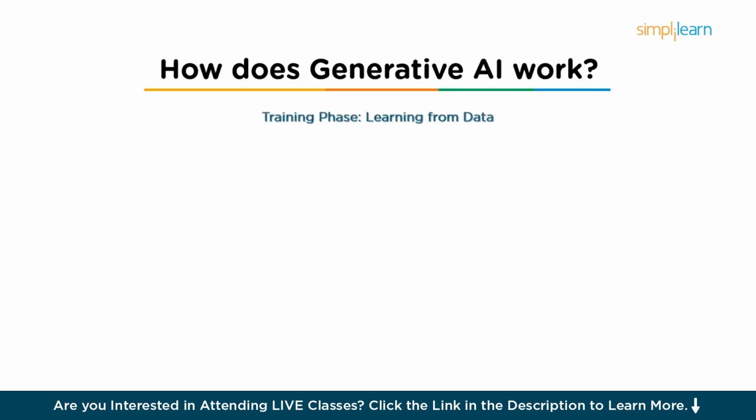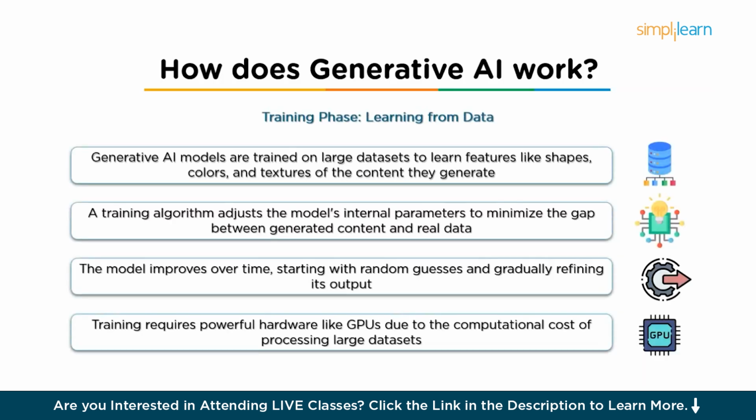The first step is, of course, the training phase, which is learning from data. So generative AI models are trained on large data sets that contain examples of the type of content the model is expected to generate. So for instance, if you're training a model to generate images of cats, the model would be shown thousands or even millions of images of cats so that it can learn the various features that make up a cat, like shapes, colors, textures, and so on.